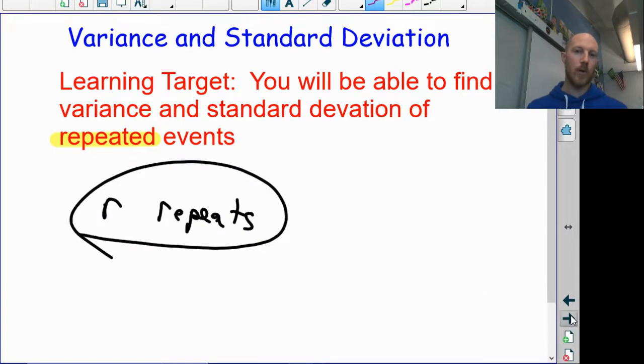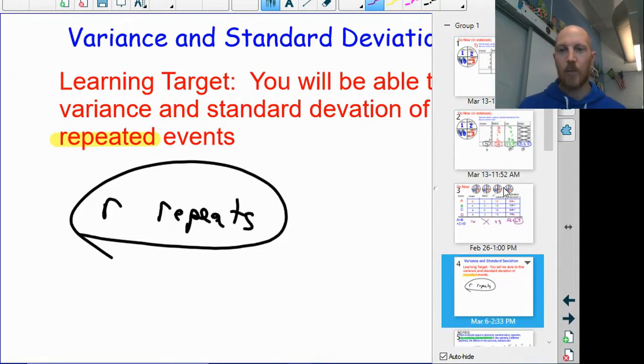All right, well, today we're going to look again at variance and standard deviation, also mean, and not so much mean absolute deviation. We're looking at our summary statistics today, focusing on how to calculate them if you have a repeated event, the same event repeated over and over and over again. Let's say R times, so R repeats of the same event. All right, well, let's back up 1 second.